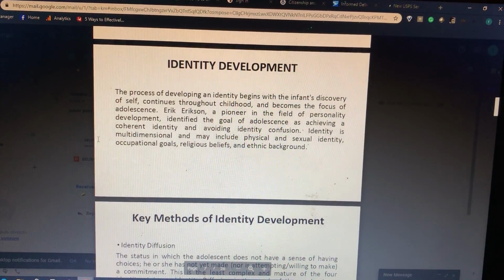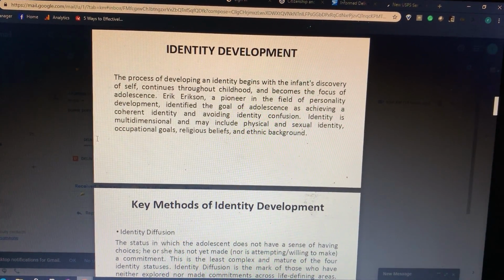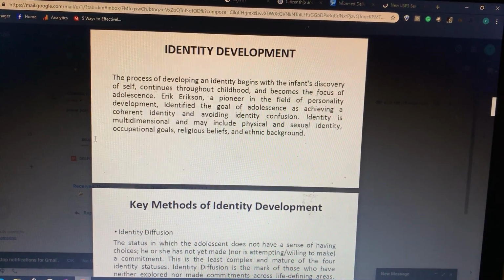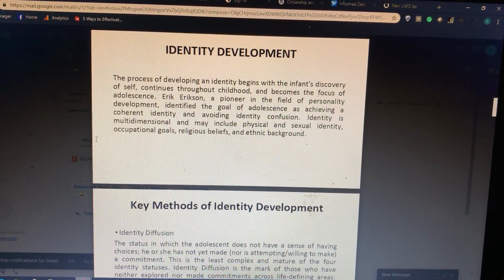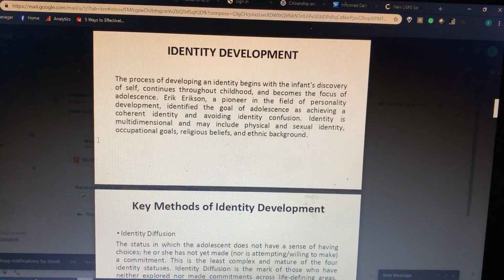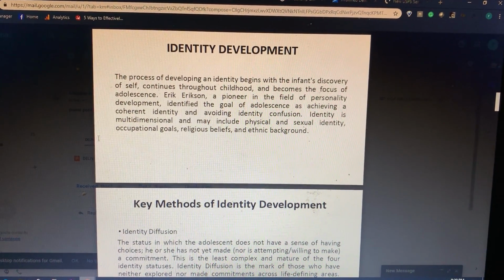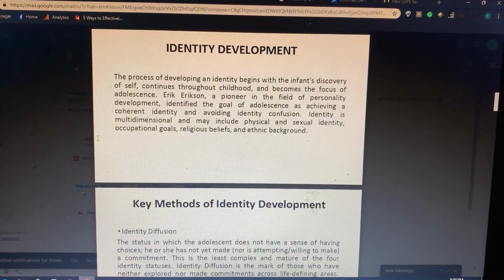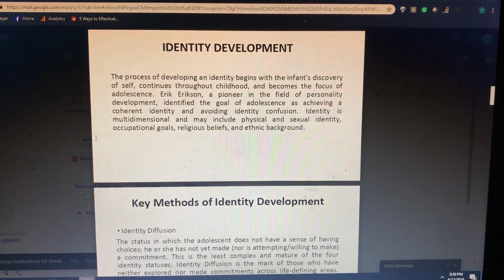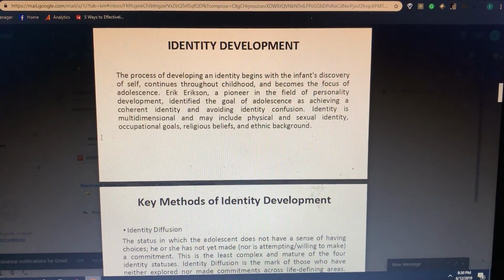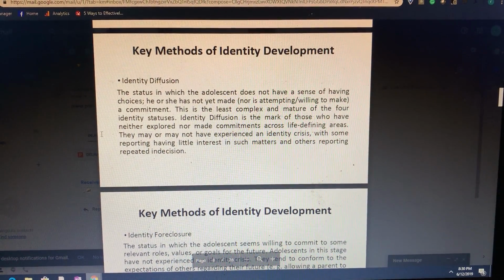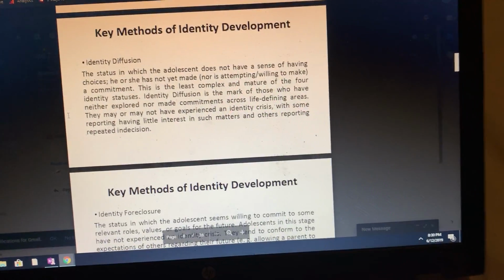Identity development. This is the process of developing an identity, which begins with the infant discovery of self, continues throughout childhood, and becomes the focus of adolescence. Erik Erikson, a pioneer in the field of personality development, identified the goals of adolescence as achieving a coherent identity and avoiding identity confusion. Identity is multidimensional and may include physical and sexual identity, occupational goals, religious belief, and ethnic background.